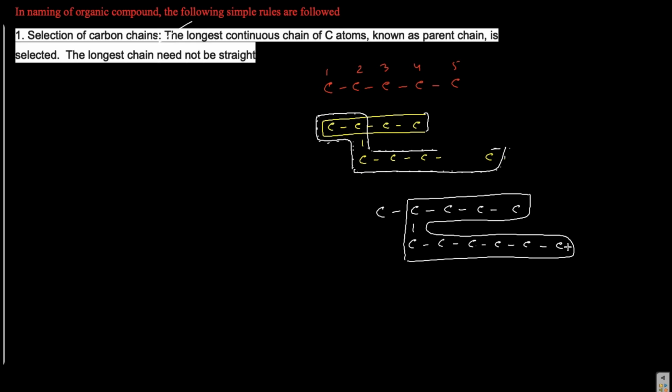Okay, so you have to select the longest carbon chain. If it is a straight chain, then it is easier to find the longest carbon chain. But if it is a branched chain, then you have to notice carefully in which path you get more carbon. Whichever path gives you the most number of carbons, you have to select that path. Okay, now the second one: the branch chains are considered to be the substituents, and their positions are indicated by the number of the carbon atoms to which they are attached.